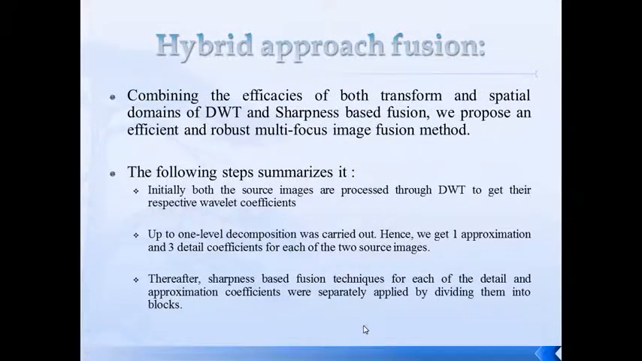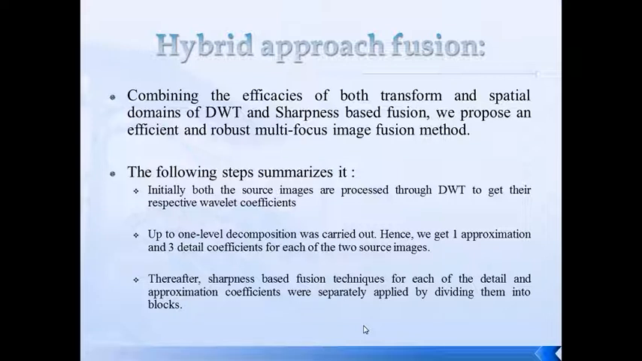Then finally, the hybrid approach. Here we combine the efficiencies of both the transform domain, DWT, and the spatial domain, sharpness based fusion. So we get a robust and efficient multifocus image. The various steps are, first, both the source images are processed using DWT so that we get the respective wavelet coefficients. In my research, I carried out up to one level of decomposition. So I get one approximation and three details for each of the source images.